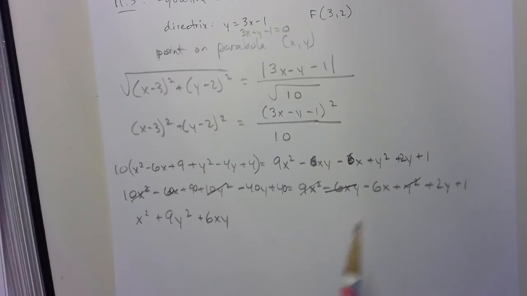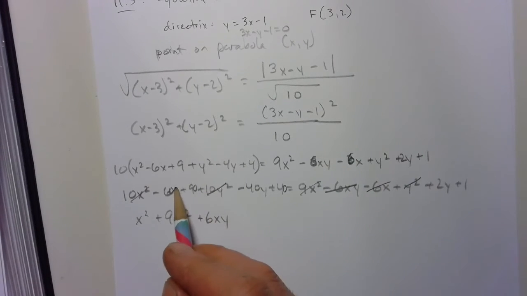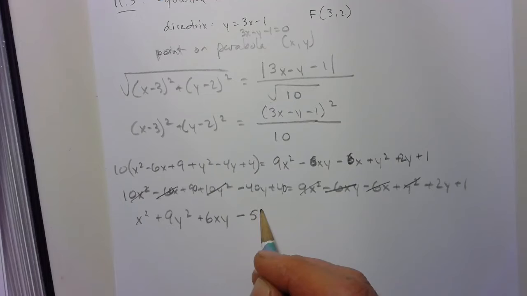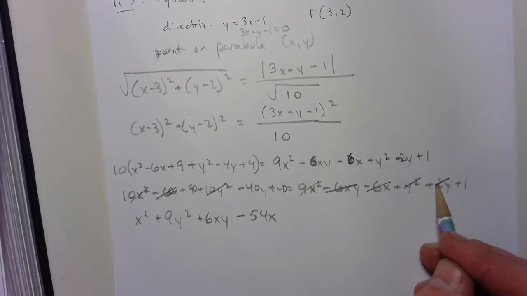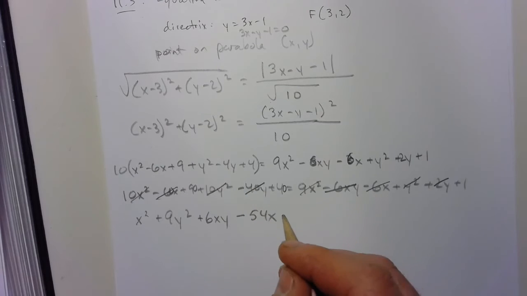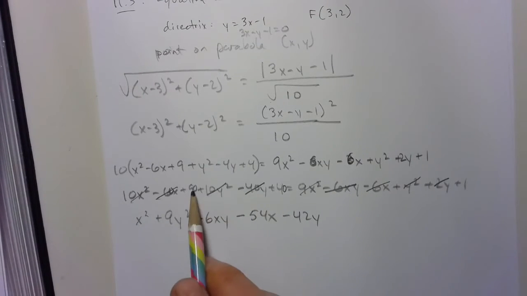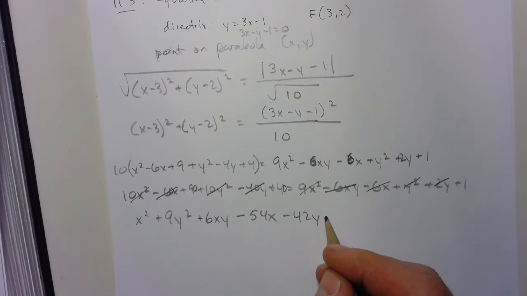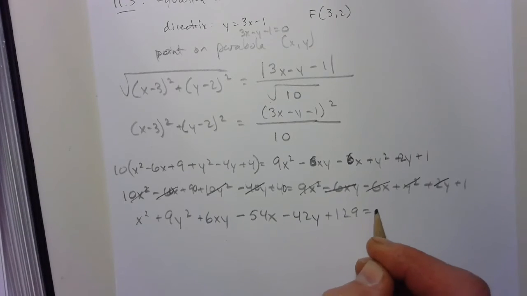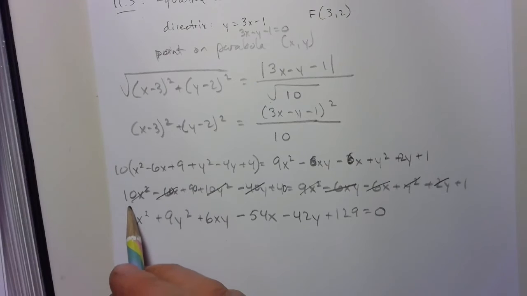This is going to be moved over to this side. We're going to add 6x to both sides, so that's going to become a minus 54x. For the y terms, we're going to subtract 2y from both sides, and so we're going to get minus 42y. And then if we look at the constant terms, we have 130 here. We're going to subtract 1, so we'll have 129. And that's our equation.